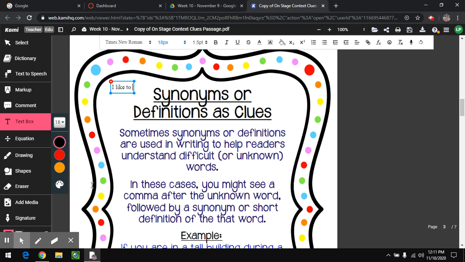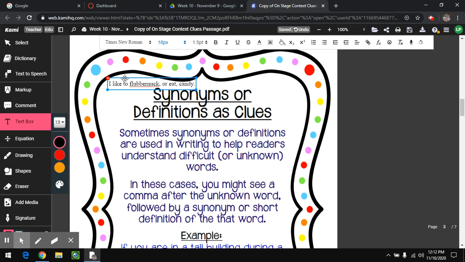I like to flubbernuck, or, I know that's kind of small. Whatever comes after flubbernuck is going to be the definition of flubbernut. I like to flubbernut or eat candy. So flubbernut means eat. If you see a bolded word or an underlined word and there's a comma and the word or, it's going to give you the definition or a synonym of that word.